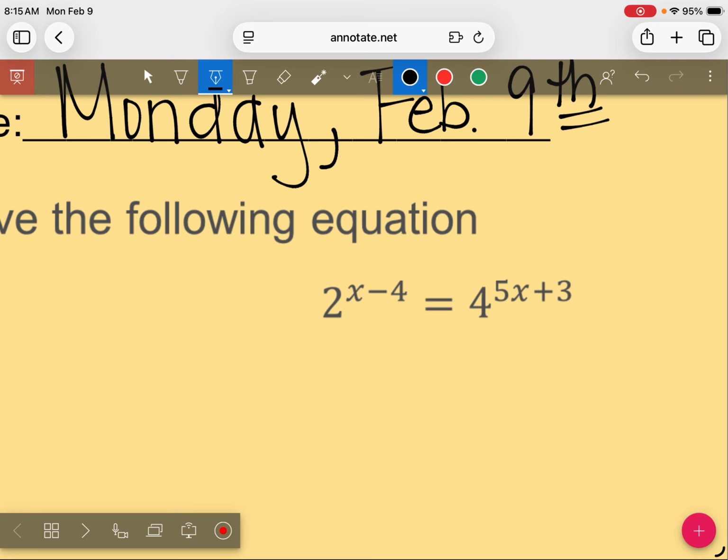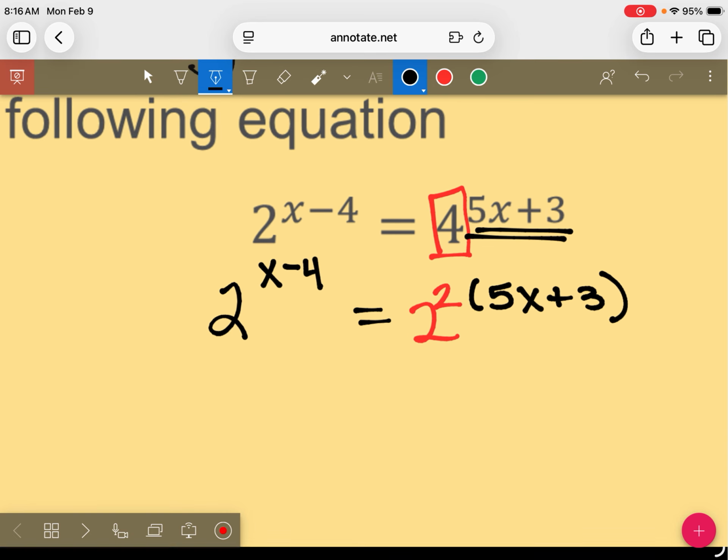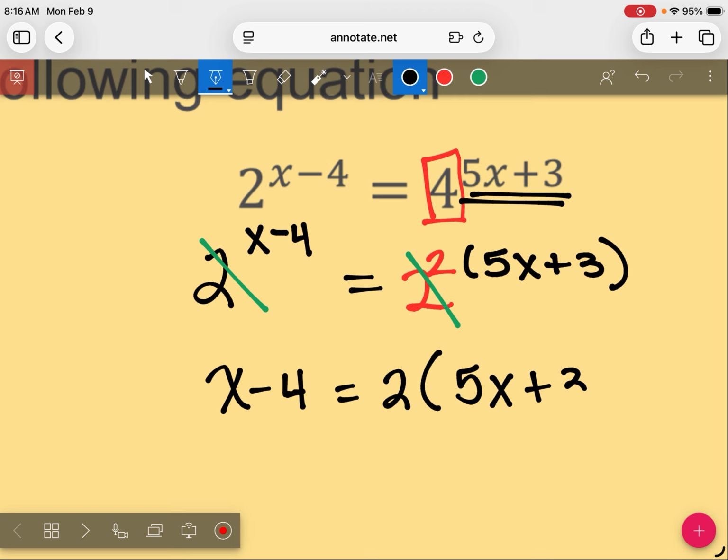Cannot go any lower. So this side is going to stay. But I'm going to change 4 to 2 to the what power? To the second. And what was behind that is going to come down in parentheses. So then you can drop the 2. And that would be x minus 4 equals 2 times 5x plus 3.